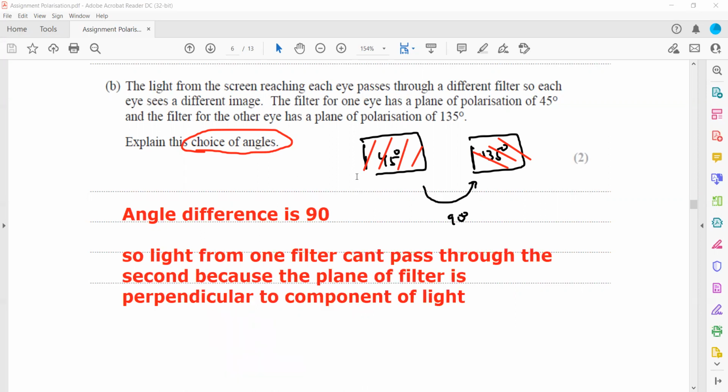Is it clear? Part B, why we select these: if the light is able to pass through filter 1, that light should not be able to pass through filter 2. Otherwise the same image will be formed in both eyes, and it will appear blurred, because both components will pass. But we want one component of the light to pass through filter 1 and the second component to pass through filter 2, and the brain will process the image and create a 3D image.